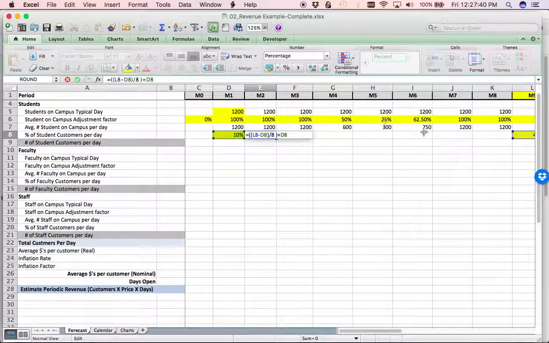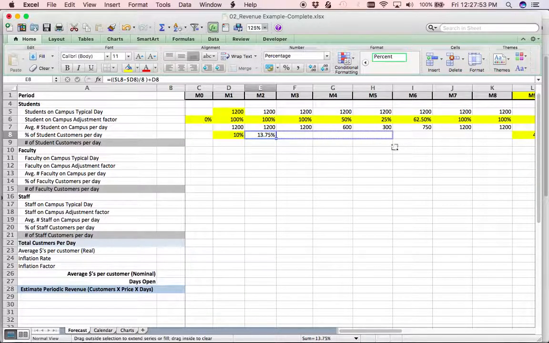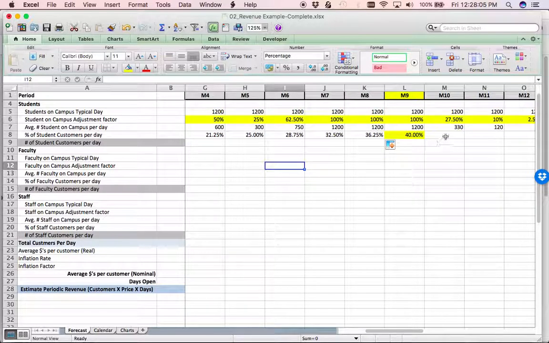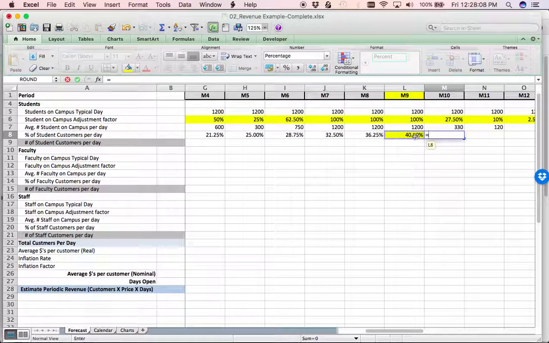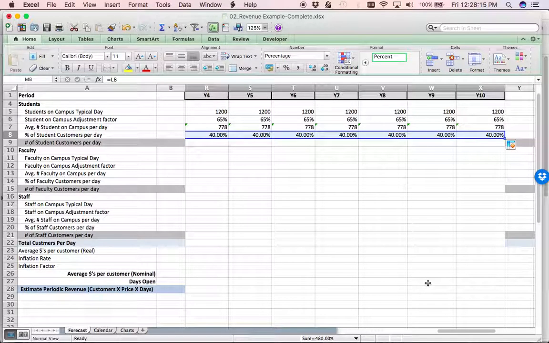Since I'm going to drag this to the right, I don't want the columns to be adjusting when I do that. So I have to put dollar signs in front of these letters so that the columns stay put. When I do that, you'll see it's about a 3.75% increment each month in growth. It's a smooth growth up to 40%. After that, we're just going to assume that of whatever students are on campus, we're going to have 40% of them over the remainder of it.